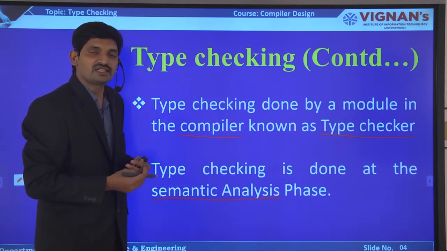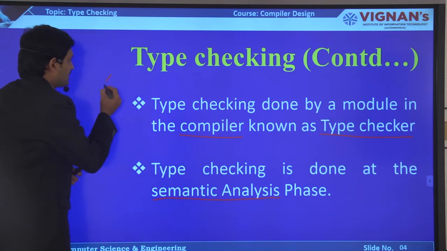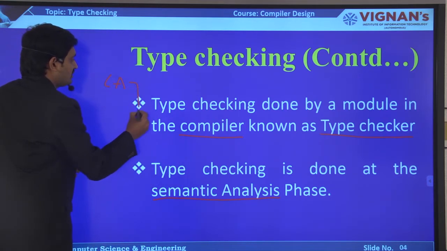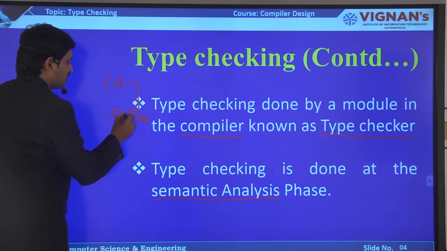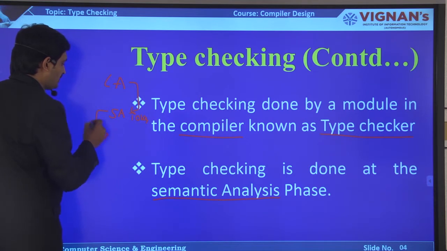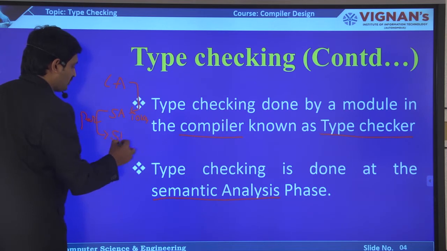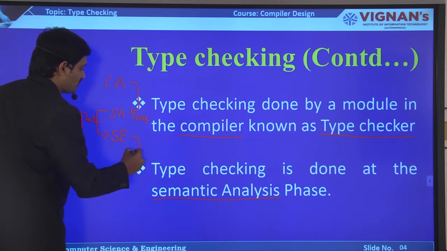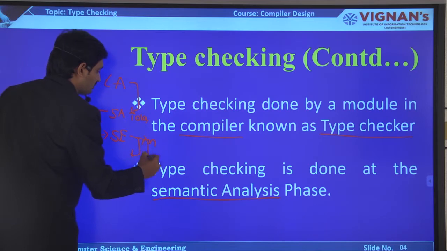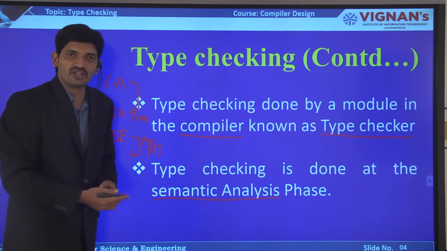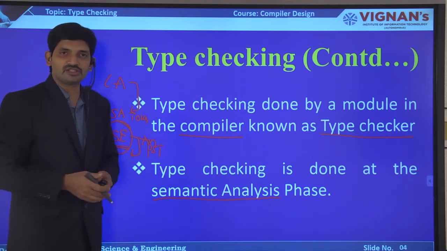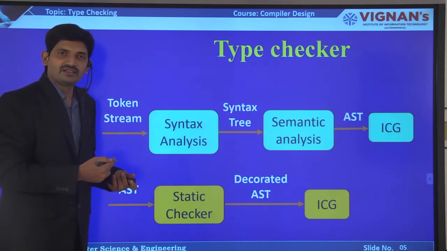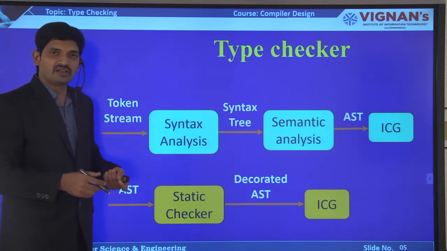We know that there are 6 phases of the compiler. The first one is the lexical analysis. The output of lexical analysis is tokens. These are given as input to the syntax analysis phase. The output of the syntax analysis phase is a parse tree or syntax tree. It is given as input to the semantic analysis, which is going to generate the annotated parse tree. So this type checking is performed in the semantic analysis only. We learned that type checking is performed in the semantic analysis.